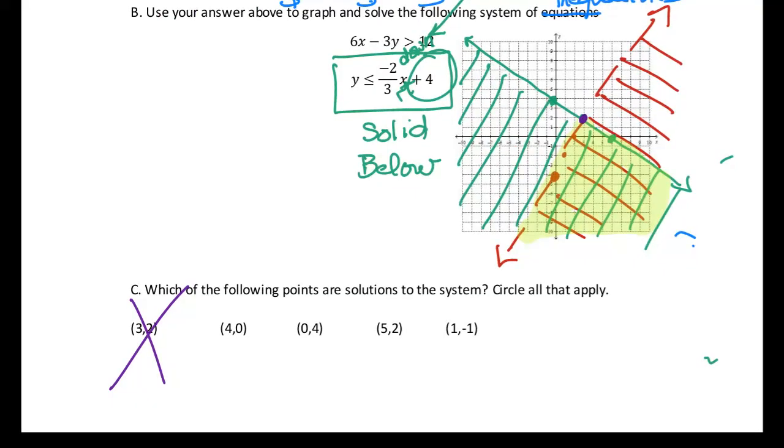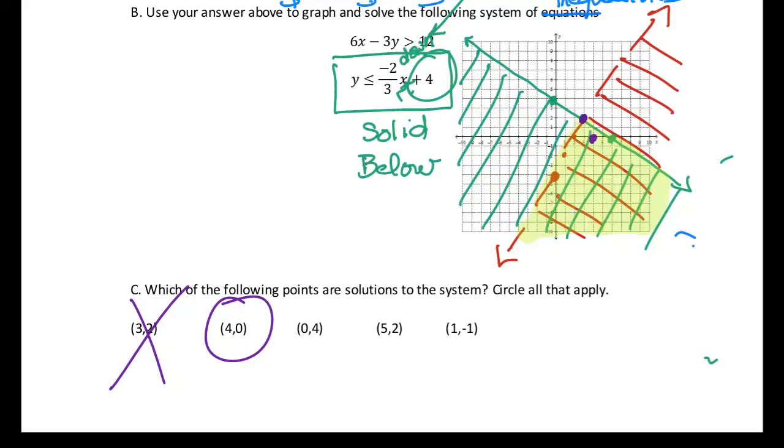How about (4, 0)? Let's see, 1, 2, 3, 4. Is that going to be a point of solution? Yes. Yes, it is in the yellow. So that one's a yes.